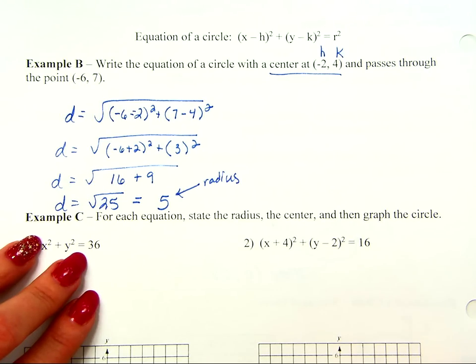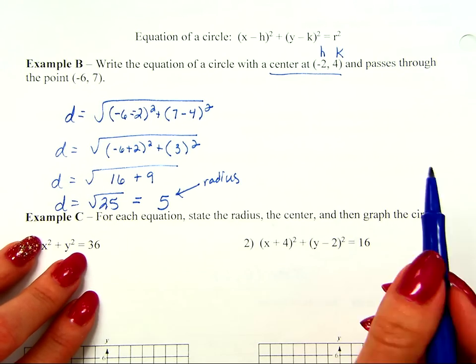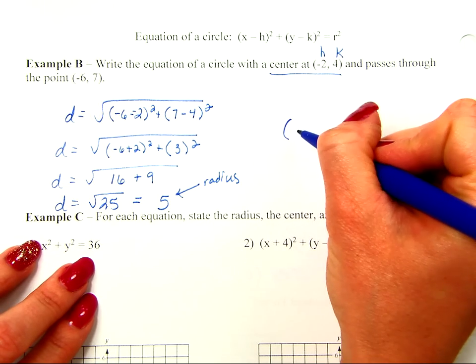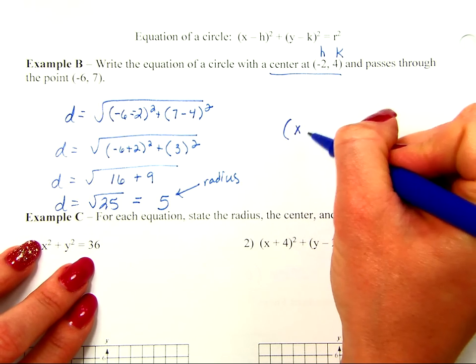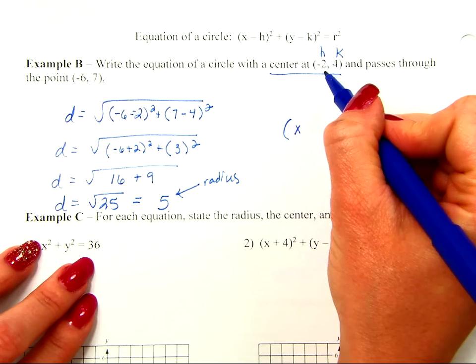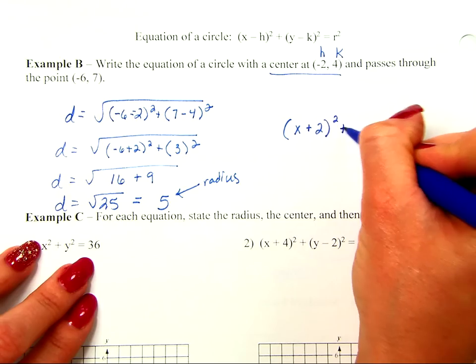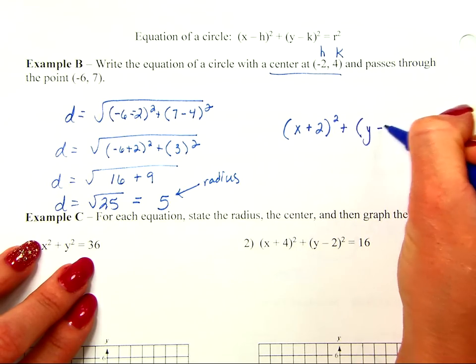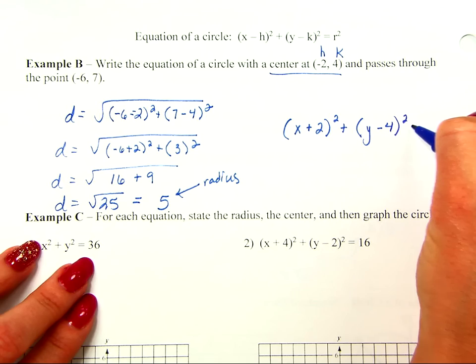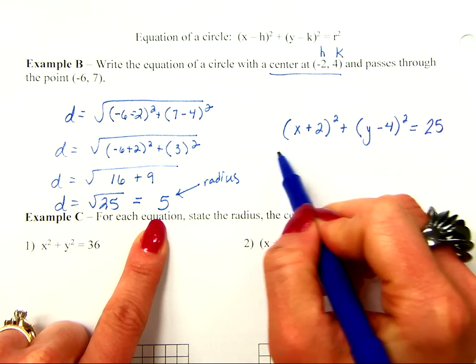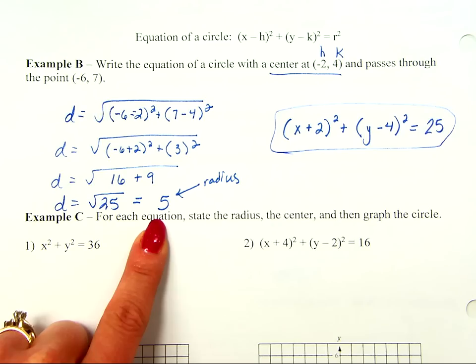Once I've determined my radius, I can go ahead and just make my substitutions. I have h, k, and now I have r. So my equation for my circle: x minus a -2, I'm going to go ahead and write that as plus 2, quantity squared. Y minus 4, quantity squared, and that would be equal to 5 squared, which is 25. And this would be the equation for my circle.